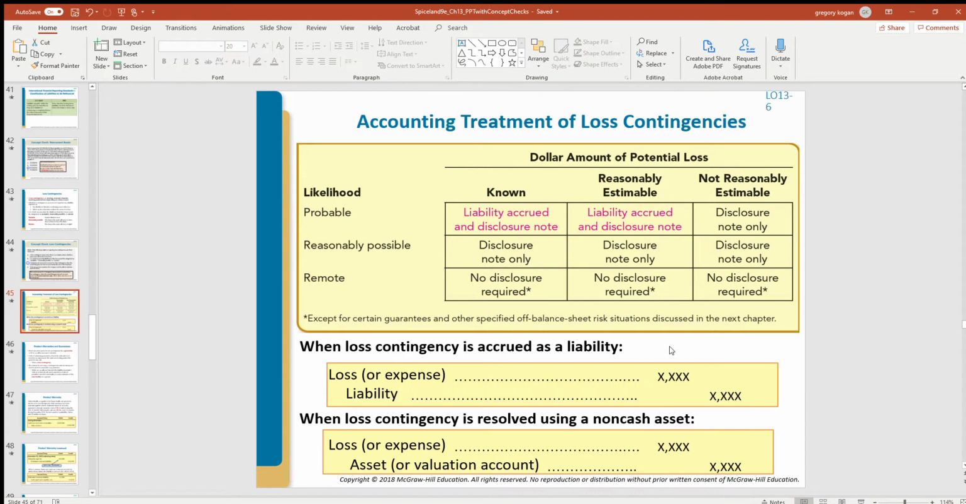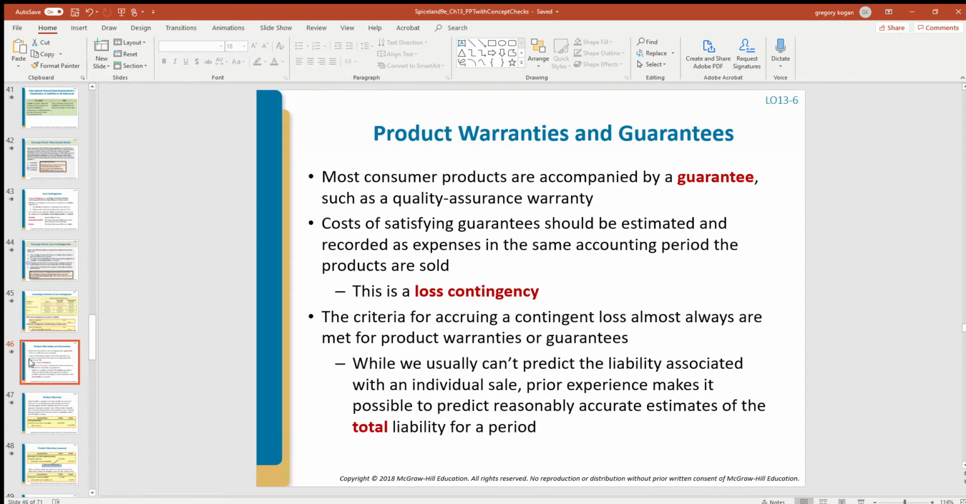Okay, so now how do you actually report it? When a loss contingency is accrued as a liability, you have a loss, so it's debit the expense, credit the liability. And when it's a non-cash asset, you have a loss, and then it's an asset devaluation, so you reduce the value of the asset.